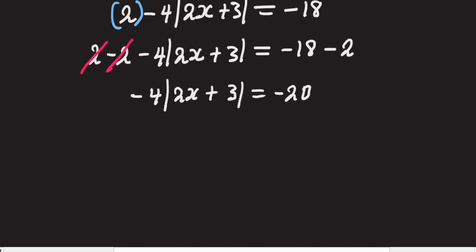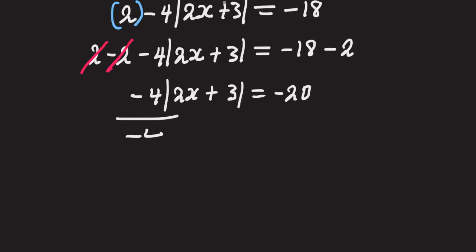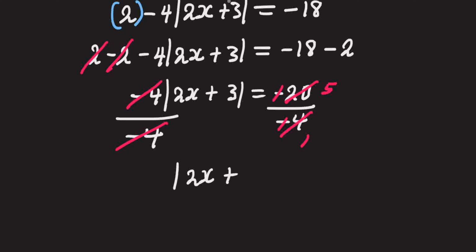So next is for us to divide both sides by negative 4. Negative 4 is going to cancel negative 4 from here. Negative is going to cancel negative from here. 4 divided by 4 is 1, and 20 divided by 4 is 5. So the absolute value of 2x plus 3 is equal to 5.